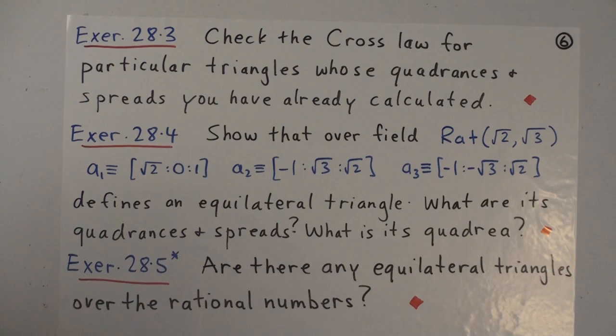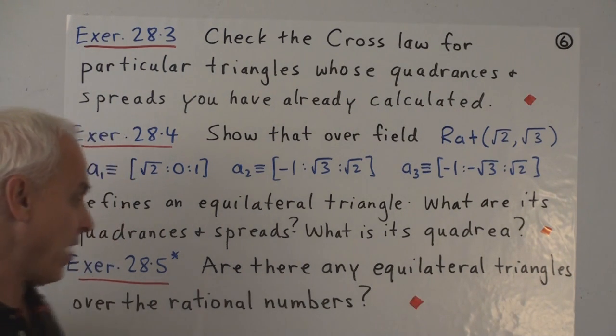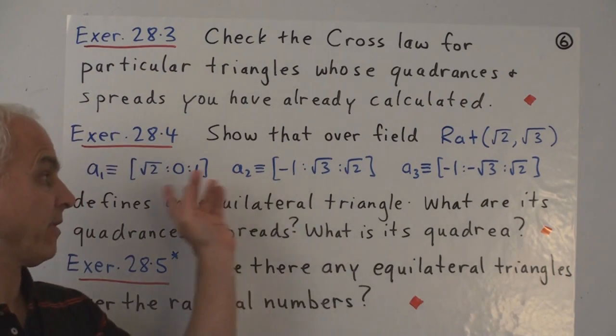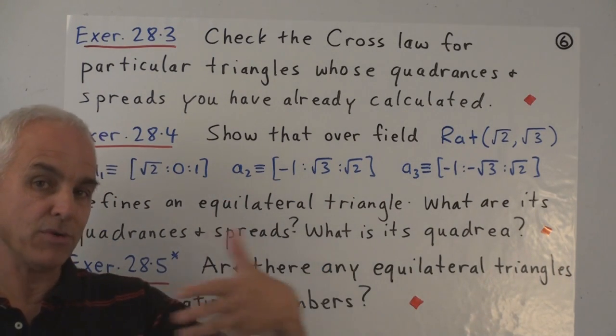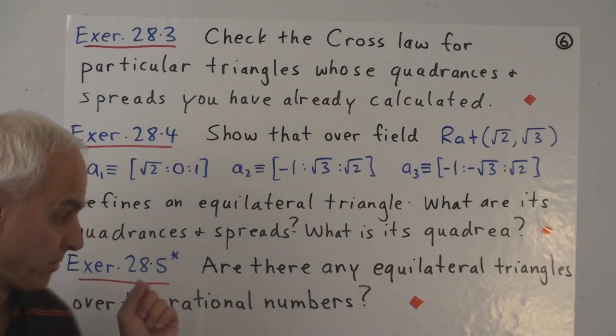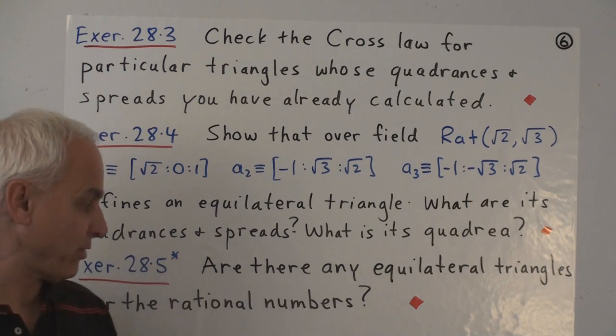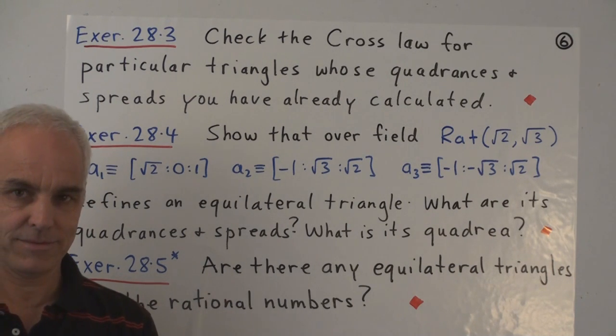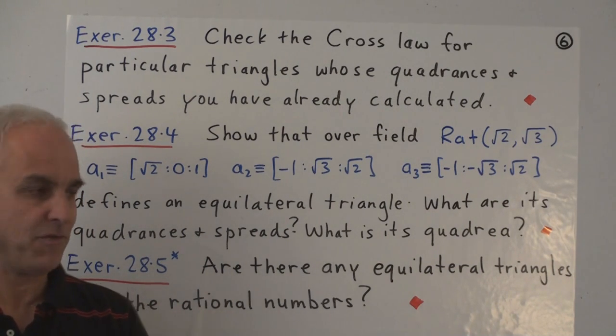And this question suggests a somewhat more serious question that, if you have a little bit more mathematical experience, you can think about. The question is, are there any equilateral triangles over the rational numbers? So here's an example of an equilateral triangle, but I had to go outside the rational numbers to get it. The question is, can you find equilateral triangles just sticking inside rational numbers? It's an interesting kind of question.